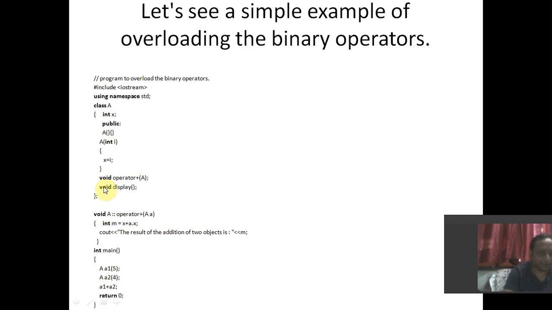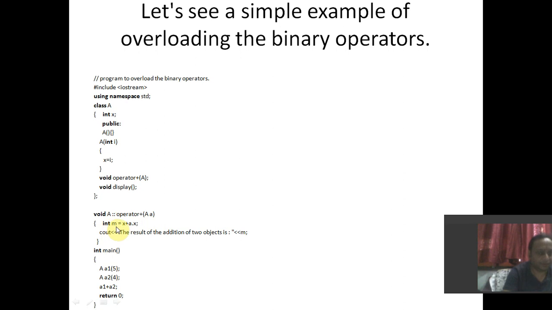The main confusing point is between binary and unary operators. In a binary operator, there must be a single argument if it is a member function; if it is a friend function, there must be 2 arguments. So void display, giving the definition of the operator, means giving the definition of that particular operator overloading. Here we create an object, a simple A object, and one temporary variable that I have declared here, which is m.